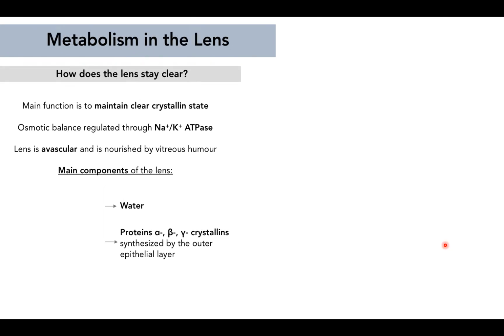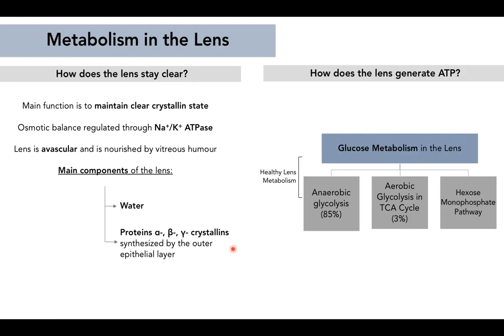Now that we've gotten the cornea out of the way, we'll move on to metabolism in the lens. The first question is, how does the lens stay clear? Just like the cornea, it needs to maintain a clear crystalline state. Just like the cornea, it also maintains its osmotic balance through a pump, and it's also avascular. The reason the lens is able to stay clear is that the main components of the lens are just water and proteins, specifically alpha, beta, and gamma crystallin proteins, which are synthesized by the outer epithelial layer.